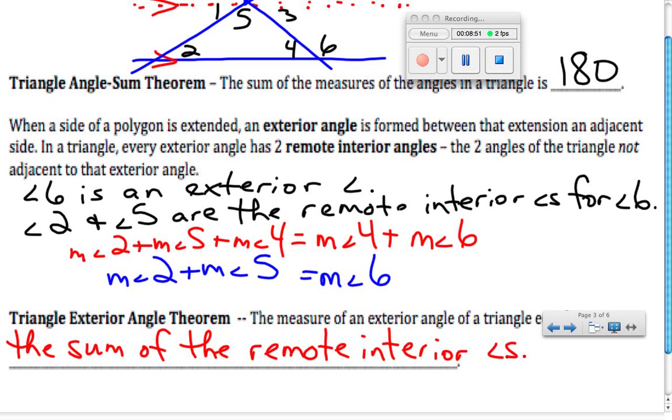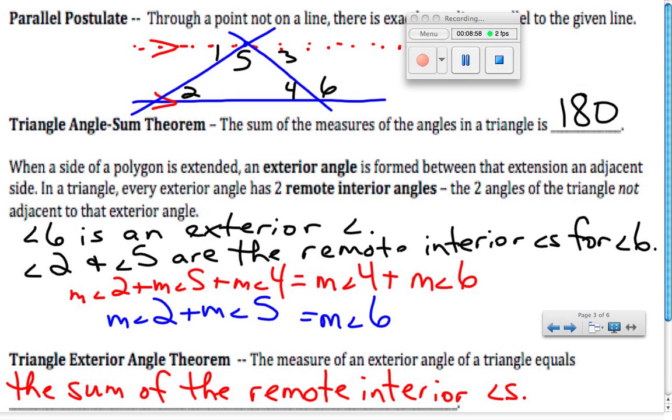Yes, ma'am. I don't see how 2, 5, and 4 add up to 180. Okay, let's backtrack. Up here, we created this red line so that it would be parallel to this bottom horizontal line. Does it visually make sense based on the stuff that we've talked about previously that angles 1 and 2 are going to be congruent because they're alternate interior angles? Similarly, angles 3 and 4 are also congruent.